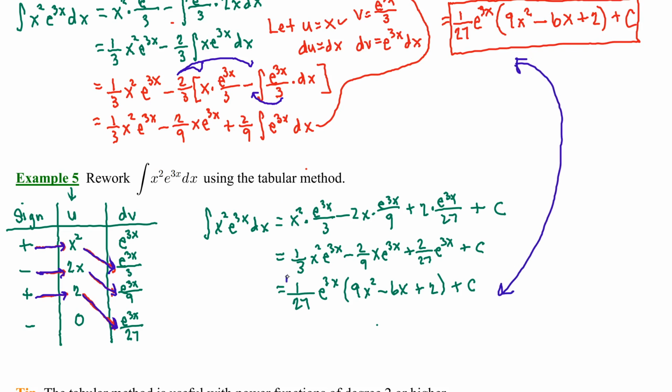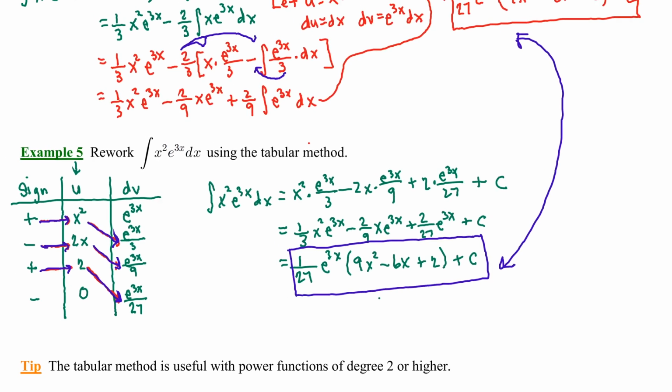So the tabular method is a very fast and efficient way to do multiple rounds of integration by parts. Use the tabular method when you have a power function that is degree 2 or higher, and the product of that power function and an exponential or a trig function. Hope you find that shortcut useful. I sure do.